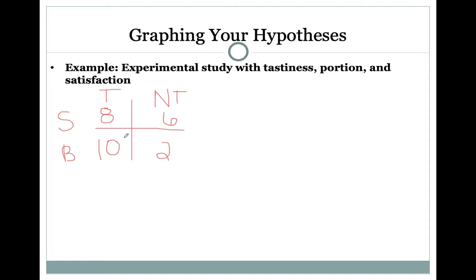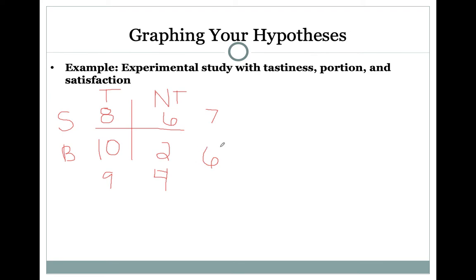So to check your hypotheses, we look at our marginal means. So let's see. Our marginal mean of tasty would be 10 plus 8, which is 18, divided by 2, which is 9. And then 6 plus 2 is 8 divided by 2, which is 4. Sorry, I did the math wrong on my own sheet. That's why I'm laughing. So that main effect would work out because tasty is better than not tasty, 9 versus 4. Let's look at small versus big. 8 plus 6 is 14, divided by 2 is 7. And then 10 plus 2 is 12, divided by 2 is 6. So we have small has more satisfaction than big, which is also what I hypothesized, I believe.